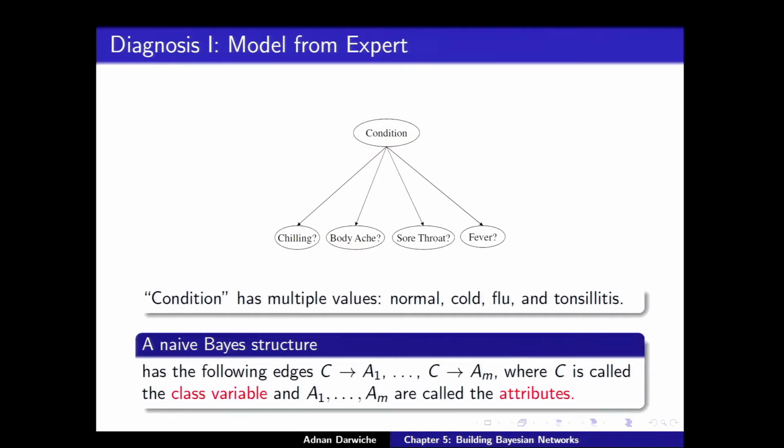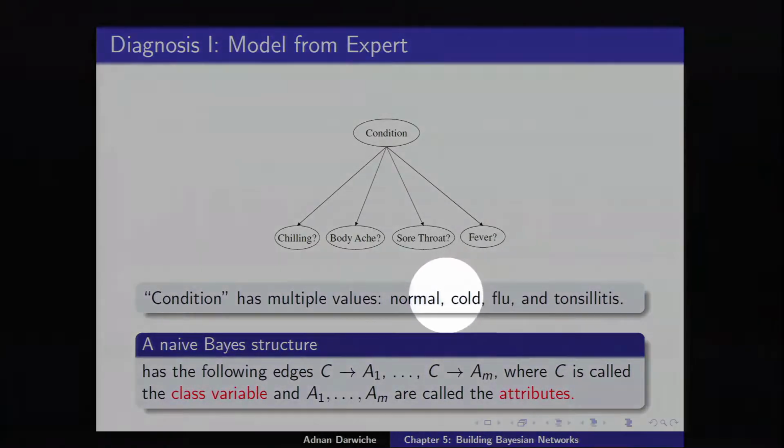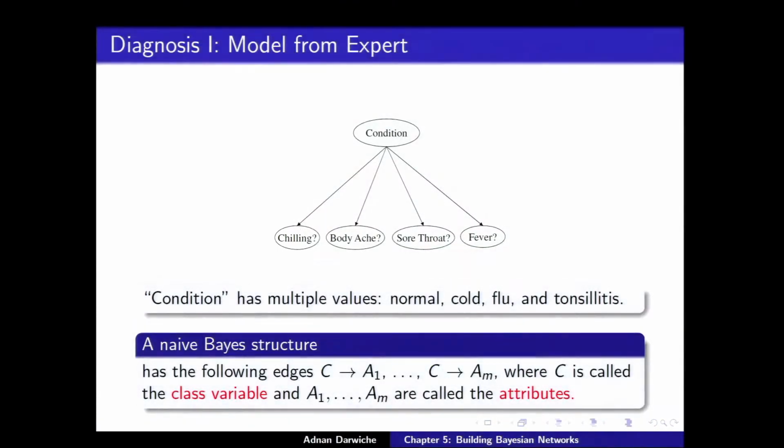By the way, this separation, can you tell me anything about it? What does this separation say? Are these 2 separated? Given the condition, any 2 features are d-separated, that is, independent. And that is actually the characteristic thing about the naive Bayes structure.